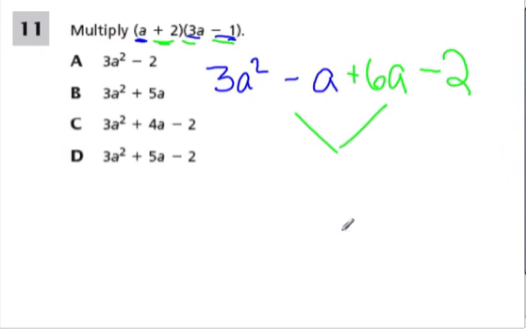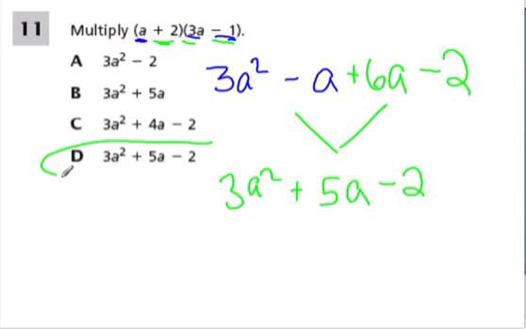We can combine these two terms: a negative a and then 6a is 5a minus 2. So we get 3a squared plus 5a, this is a positive value, minus 2. Do we have that up here? Yep, D. There's the answer.